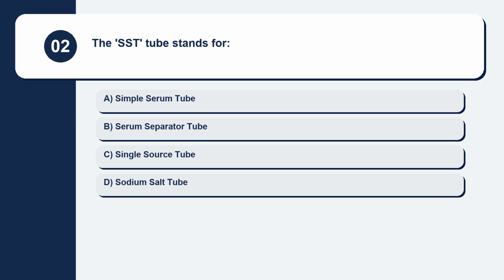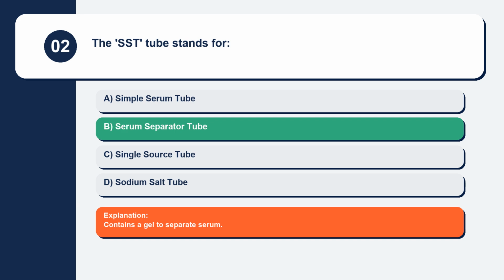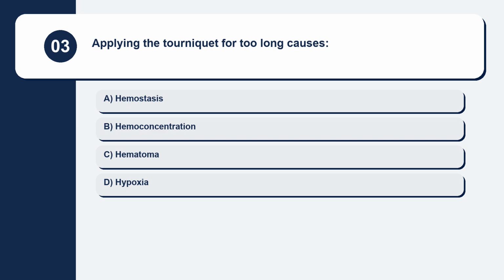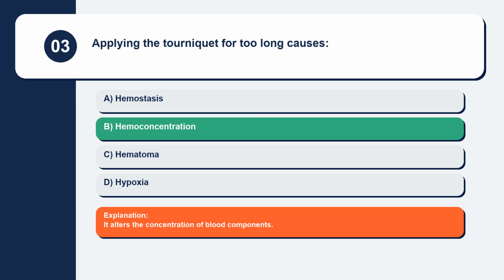Question 2. The SST tube stands for Simple Serum Tube, Serum Separator Tube, Single Source Tube, Sodium Salt Tube. Contains a gel to separate serum. Question 3. Applying the tourniquet for too long causes hemolysis, hemoconcentration, hematoma, hypoxia. It alters the concentration of blood components.